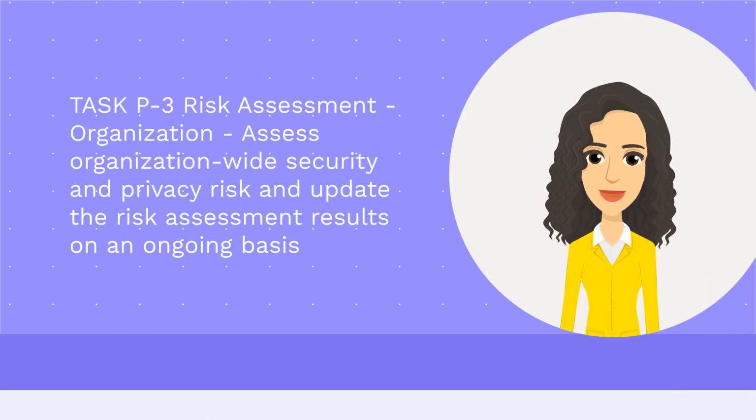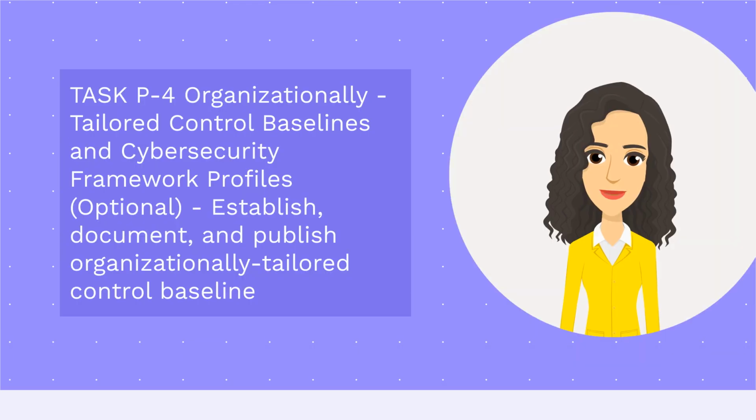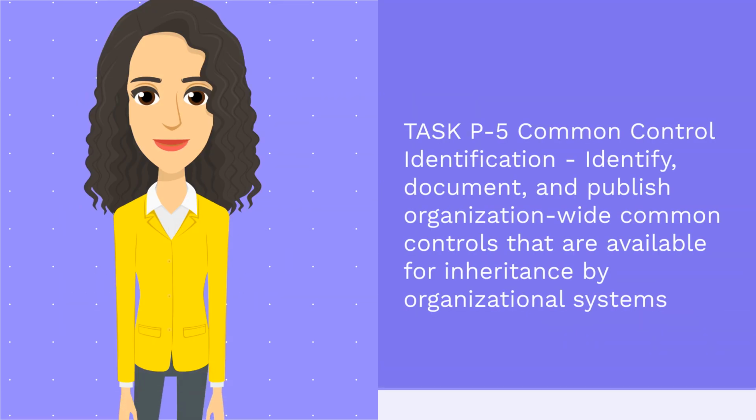Task B3. Risk assessment. Organization. Assess organization-wide security and privacy risk and update the risk assessment results on an ongoing basis. Task B4. Organizationally tailored control baselines and cybersecurity framework profiles. Optional. Establish, document, and publish organizationally tailored control baseline. Task B5. Common control identification. Identify, document, and publish organization-wide common controls that are available for inheritance by organizational systems.